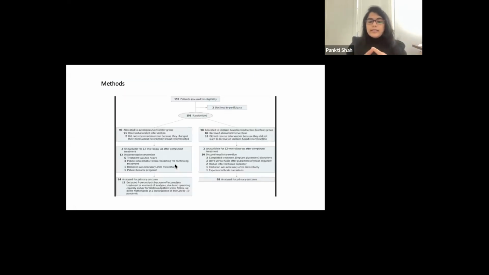Now let's discuss the method. The BREAST trial is a clinical trial conducted in 7 hospitals in the Netherlands, in which patients with breast cancer or desiring preventive mastectomy were recruited. The trial had a 1:1 allocation ratio and participants were randomized.